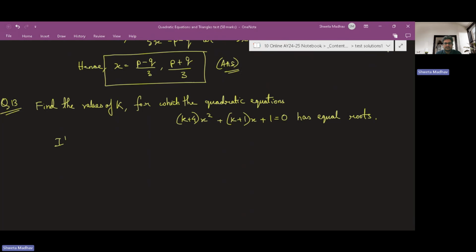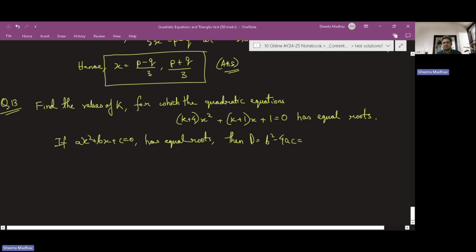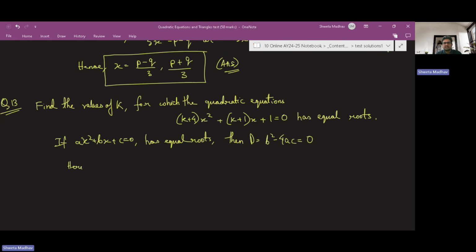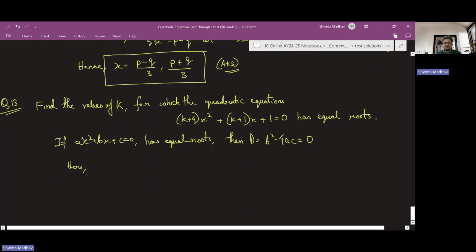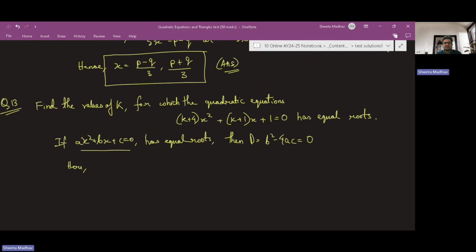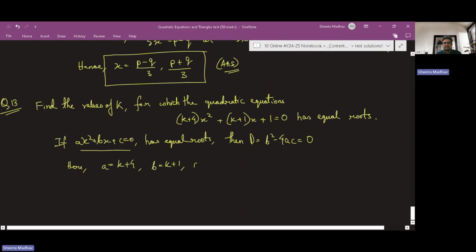So we know that if ax square plus bx plus c equal to 0 has equal roots, then the discriminant D, that is b square minus 4ac, should be equal to 0. Here if we compare this given equation with the general form of the quadratic equation, then we get that a will be equal to k plus 4, b is equal to k plus 1, and c is equal to 1. So therefore the discriminant is b square, so k plus 1 whole square minus 4ac, so 4 into k plus 4 into 1, that is equal to 0.